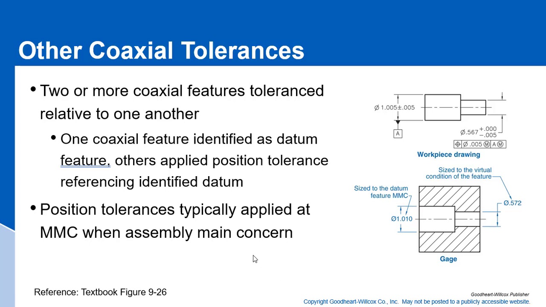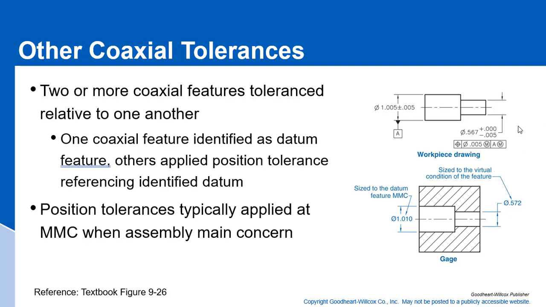Hi, I want to discuss other coaxial type tolerances. Two or more coaxial features are toleranced relative to one another. One coaxial feature is identified as a datum feature. The others have a positional tolerance applied, referencing the identified datum.